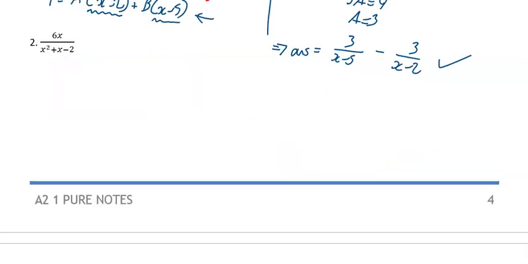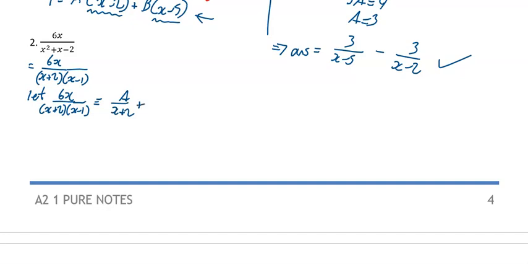Okay, in this next example, it's just slightly trickier because I haven't factorized the bottom line first. So the first thing I'll do is say that is equal to 6x over x plus 2 upon x minus 1. And then it's the same process as before. To start, we're just going to say let 6x over x plus 2 upon x minus 1 be identically equal to a over x plus 2 plus b over x minus 1.